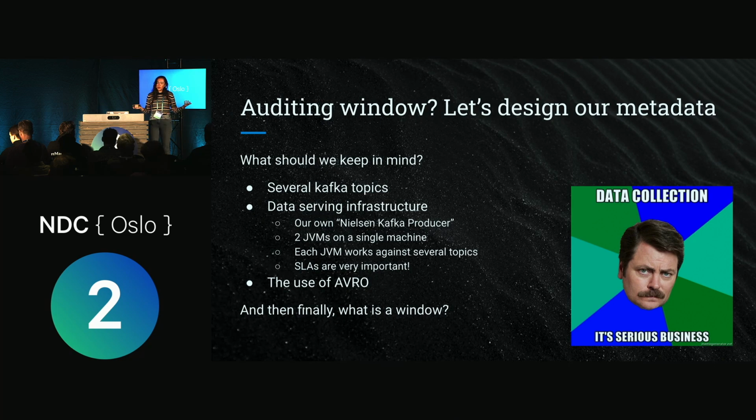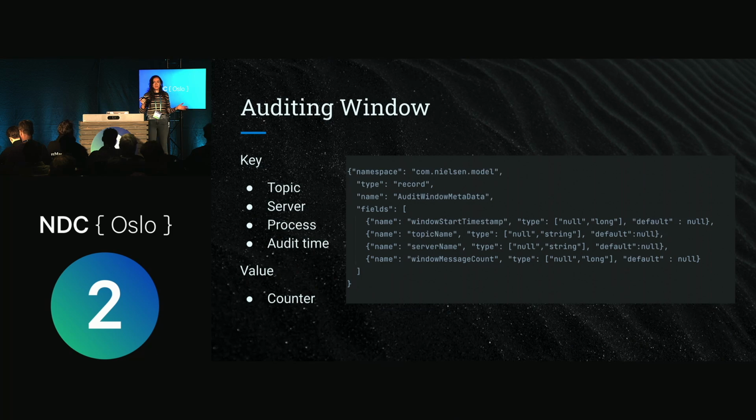So what's the word window? Why is it written on my screen right now? If you think about all the points I told you to keep in mind, and look at this auditing window, which is essentially our auditing metadata object, you'll really see how they all make sense. So we have our topic, our server, and process, right? So for every server, for every process, for every topic, we're going to count the amount of messages that are being produced.